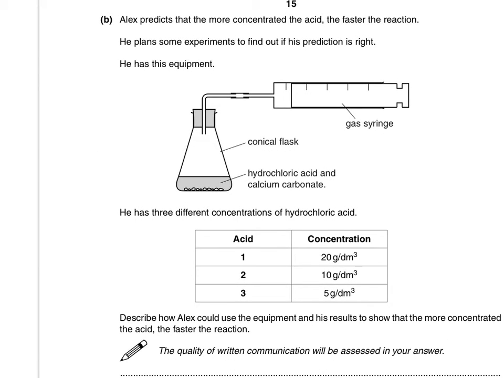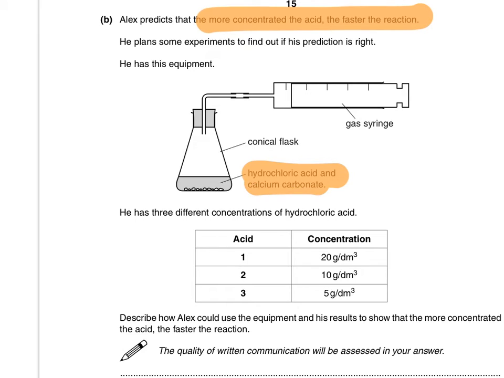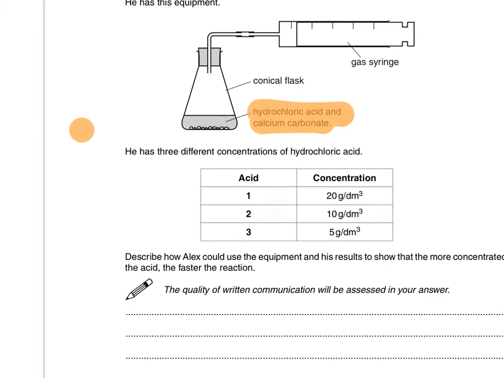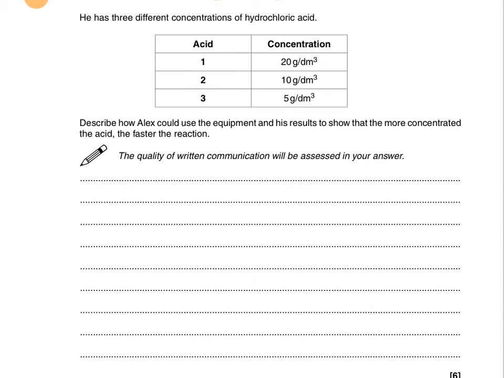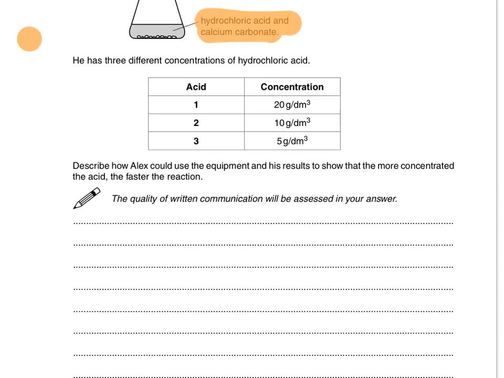Rate of reaction. So Alex predicts the more concentrated the acid, the faster the reaction. Okay, yeah. He plans some experiments to find out if his prediction is right. He has this equipment, so he's got a gas syringe, conical flask, and his reaction mixture. And he's got 3 different concentrations. So 20 grams per decimeter cubed, 10 grams per decimeter cubed, 5 grams per decimeter cubed.